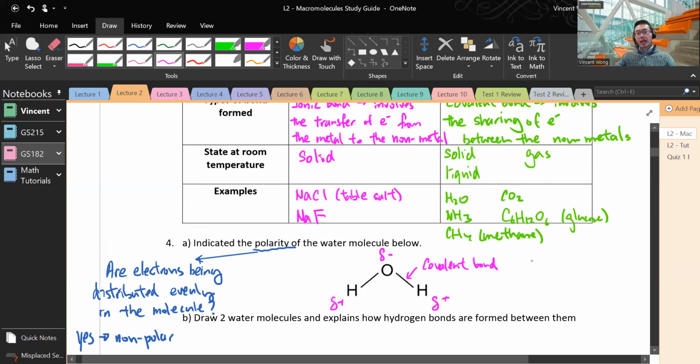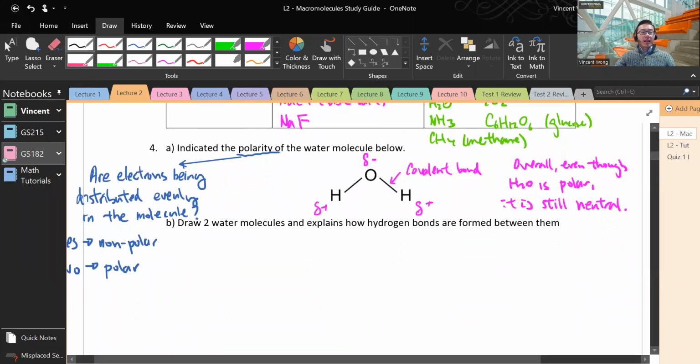Now, just because it's polar does not mean it is charged. Overall, even though H2O is polar, it is still neutral, because it doesn't have any excess electrons or missing any electrons. So overall, it doesn't carry a charge. It's just that part of it is slightly negative, part of it is slightly positive.